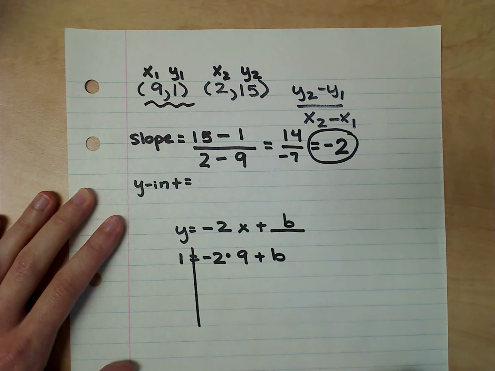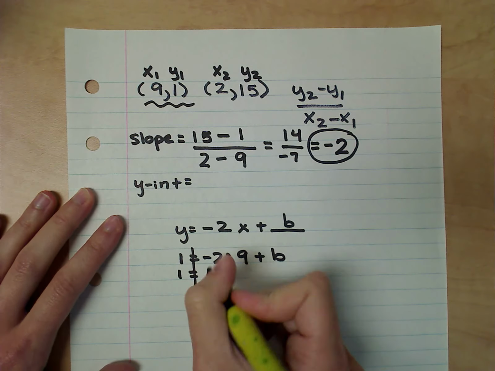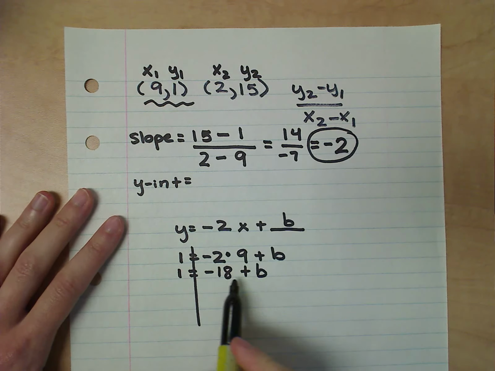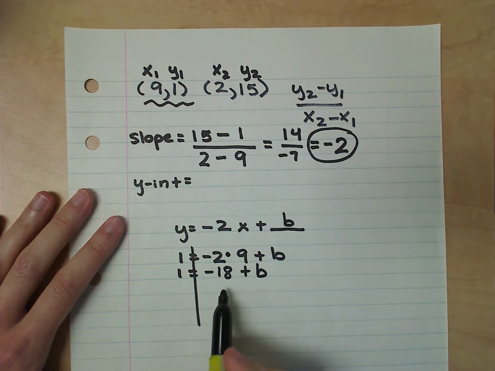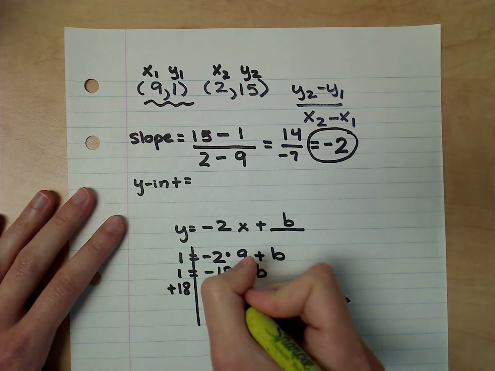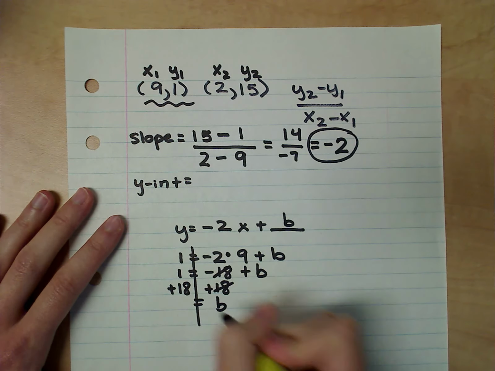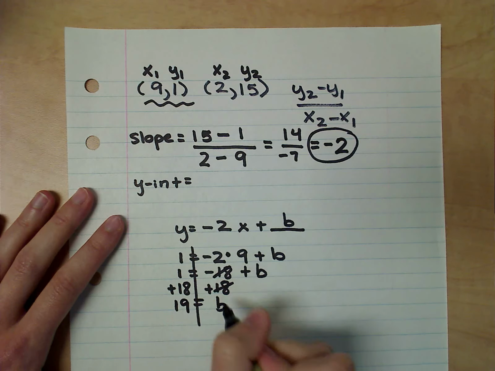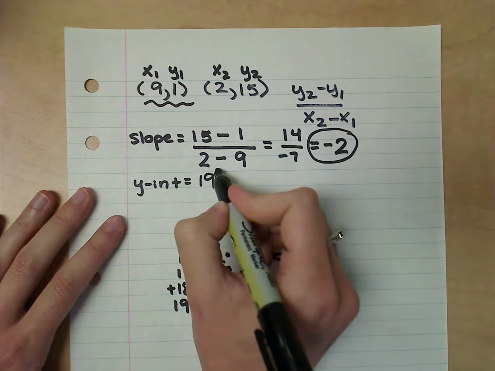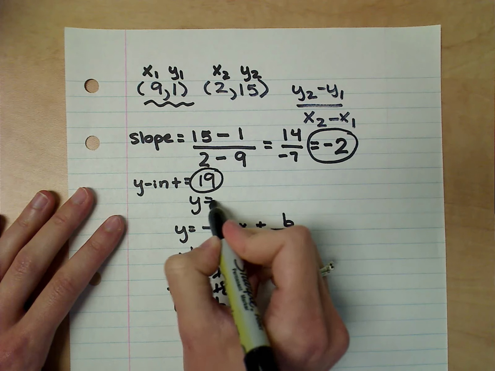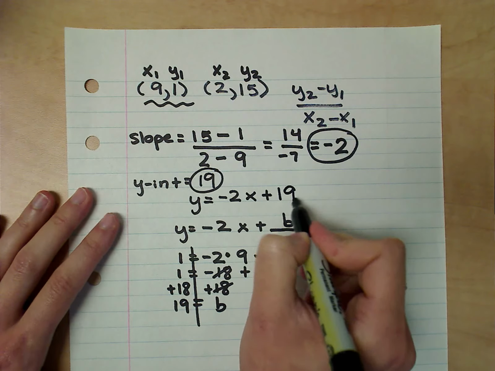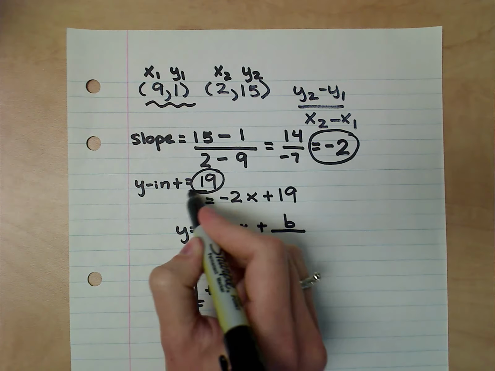I'm going to draw my line and solve this. 1 equals negative 2 times 9, negative 18 plus b. I need to get b by itself. Since this is a negative 18, I need to do the opposite of that. I'm going to add 18 to both sides. This cancels. b equals 1 plus 18 is 19. So my y-intercept is 19. Now when I write my equation, I have y equals negative 2, there's my slope, x, plus my y-intercept, which is 19. There's my linear equation.